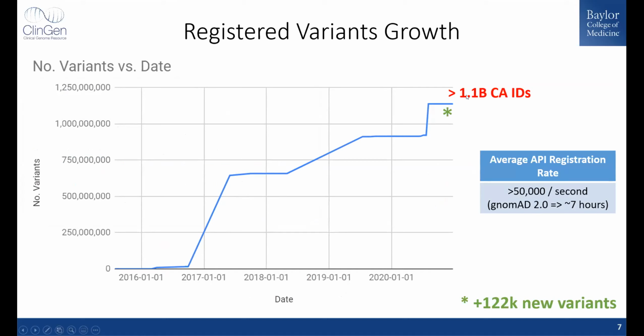But the main point here is that we're over 1.1 billion canonical alleles right now in the Allele Registry. And the average API registration or querying rate is right around 50,000 a second. So, for example, I was able to get gnomAD 2.0 in roughly 7 hours. So it's pretty fast. It's written in C++, so it's pretty optimized on the back end to allow us to do these high bandwidth registrations. And some parts of this graph look flat, but I did want to put an asterisk here letting you know that this is roughly about 122,000 new variants over the course of this time. It just looks flat compared to the global scale of everything.